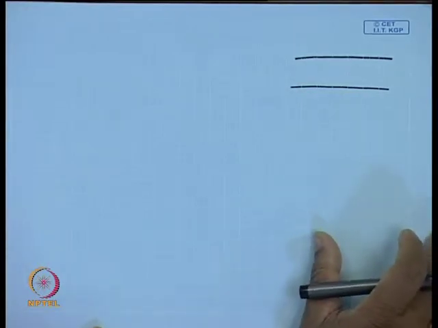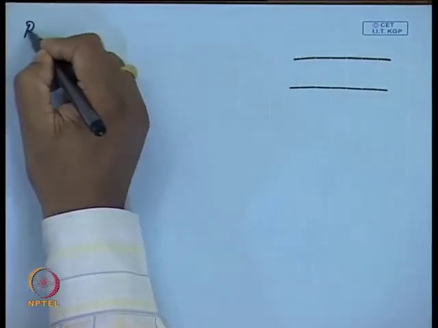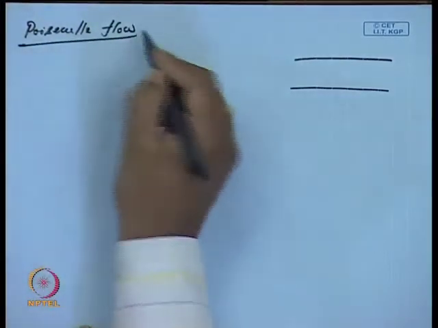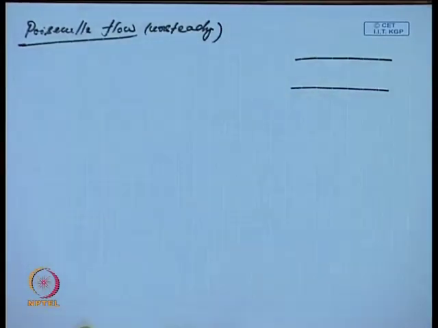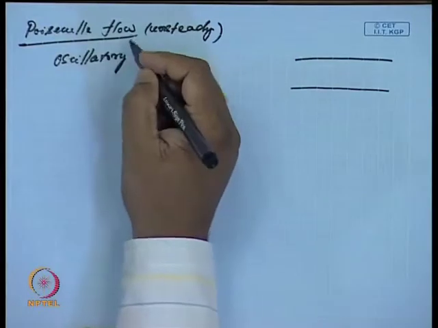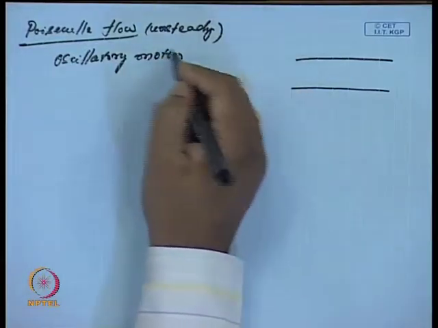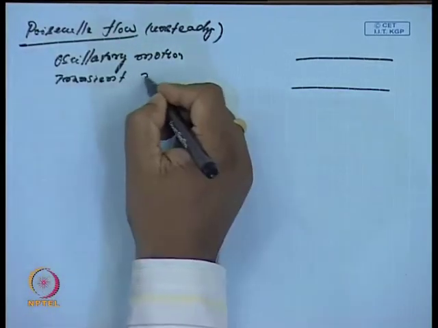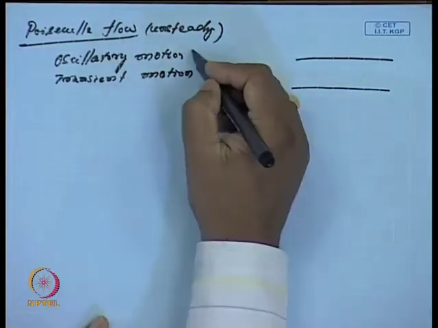Today, we will continue the unsteady flow by considering another case, that is the Poiseuille flow. First, we will consider the unsteady Poiseuille flow. Here also we will have two cases, one is the oscillatory motion, that is the oscillatory Poiseuille flow, and the other is the transient motion. In case of oscillatory motion, first we will concentrate on this.